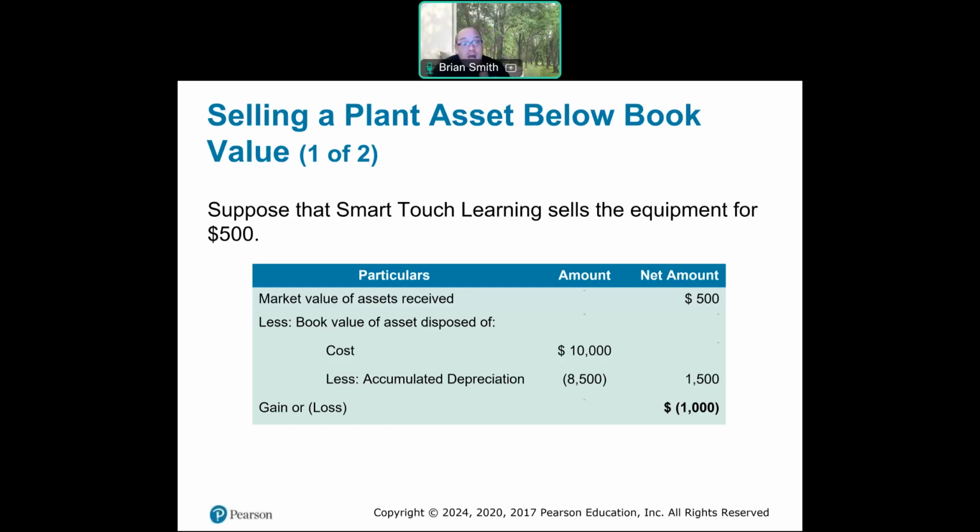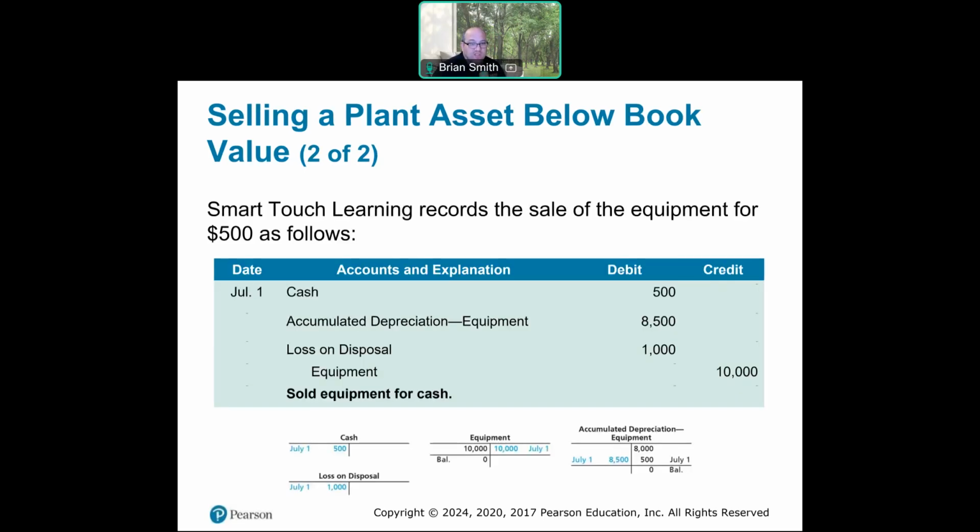Suppose that we sell it for $500. Now we're going to have a loss. Everything else stays the same, but instead of getting a lot of money, we get a little bit of money. Now we have a loss of $1,000. Same exact journal entry, except now cash is $500 and we're debiting loss on disposal, not gain.